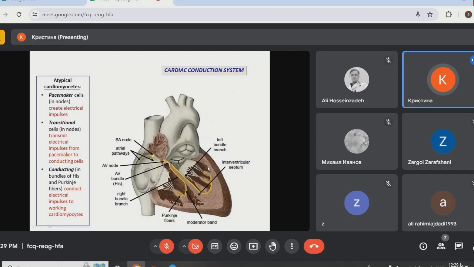So these are the His bundles, and then they branch into the Purkinje fibers that go along the wall of ventricles, spread between the endocardium and myocardium, and there the impulse is transmitted from conducting cardiomyocytes to working cardiomyocytes in the myocardium. So in our sections we see this area. It is where we can see the conducting cardiomyocytes of Purkinje fibers.